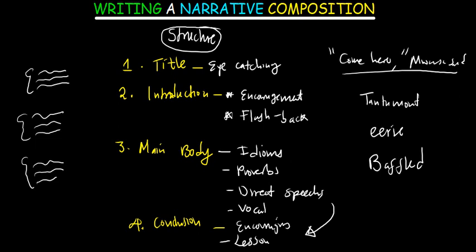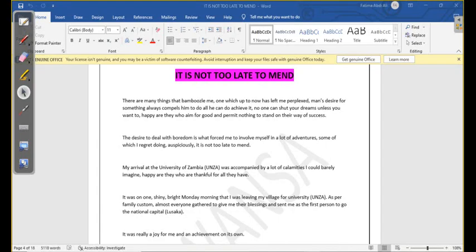All right. Now let's look at a very small sample of how we're able to write these narrations. So here is a story. Remember, the first thing that we said is you need to write the title. So we have got the title here. You've seen the title: It Is Not Too Late to Mend.